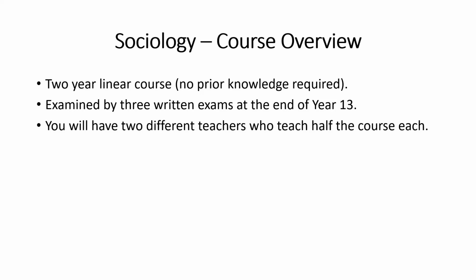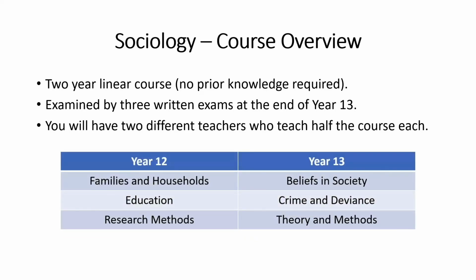Looking at an overview of the 2-year course, in Year 12 we study families and households in the autumn term before moving on to education and sociological research methods. In Year 13, we study beliefs in society, crime and deviance, and a synoptic theory and methods module.